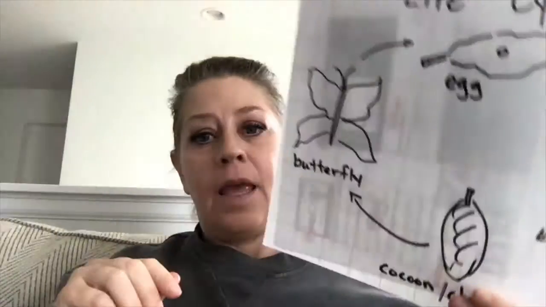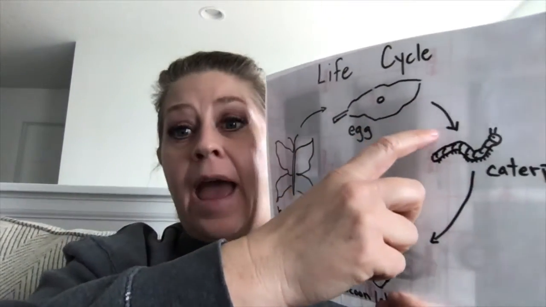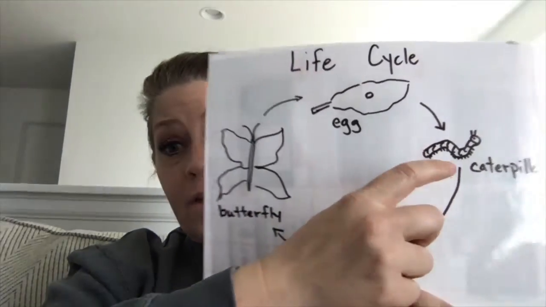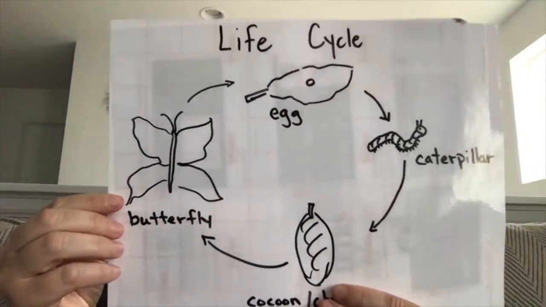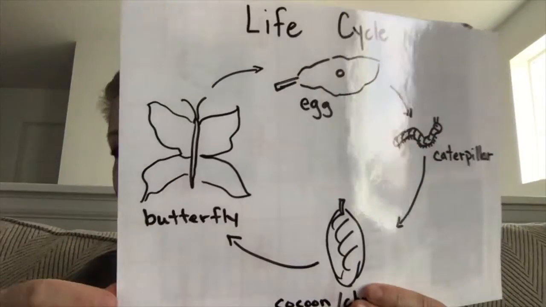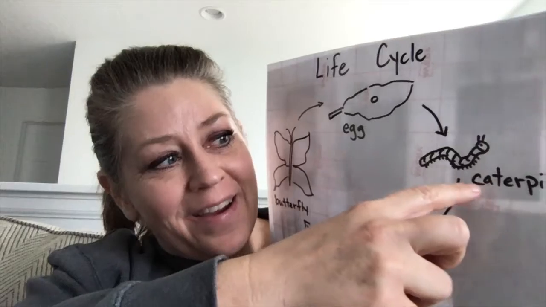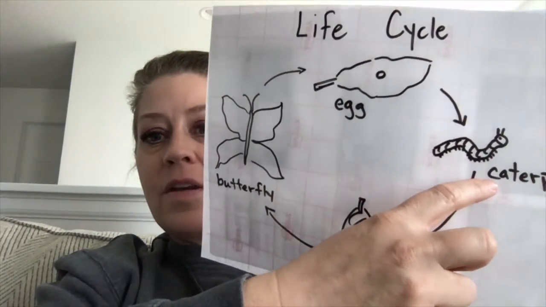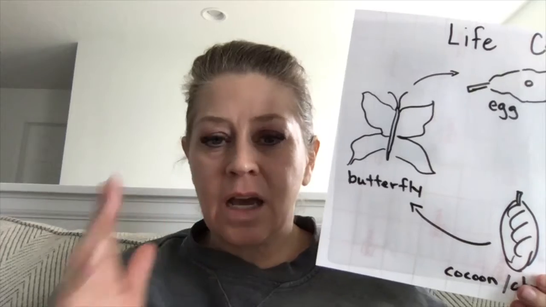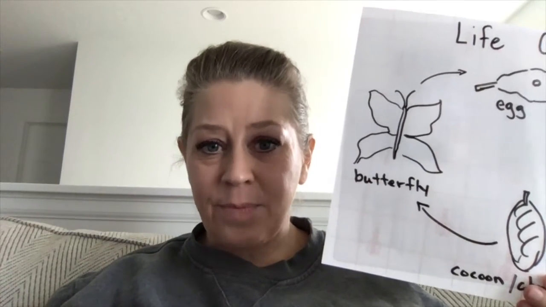Egg. Now, after the caterpillar hatches out, that's the next part of the life cycle, is caterpillar. Do you see that little guy? Don't you love my artwork? Caterpillar right here. And here's the word. What letter do you see there? It's a C. Caterpillar. I wonder how many syllables it is. Caterpillar. 4 syllables. Caterpillar. All right.